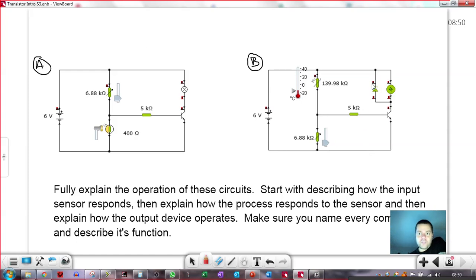The only difference between the two is that this one's got that, and I want you to make sure you explain to me why it's got that. So there you go, that's the layout of this exercise. So go ahead and do this one now.